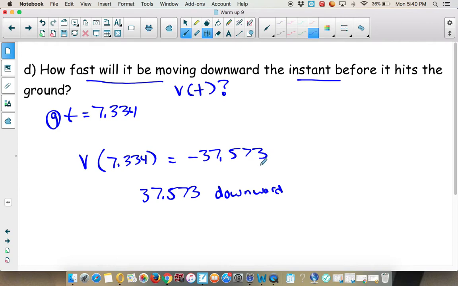Shouldn't be a surprise that it's a negative, because you started by throwing your object up, which was your initial velocity, which was a positive, but eventually gravity is going to take over and your object is going to continue to move downward. So it shouldn't be a surprise that that was a negative number.